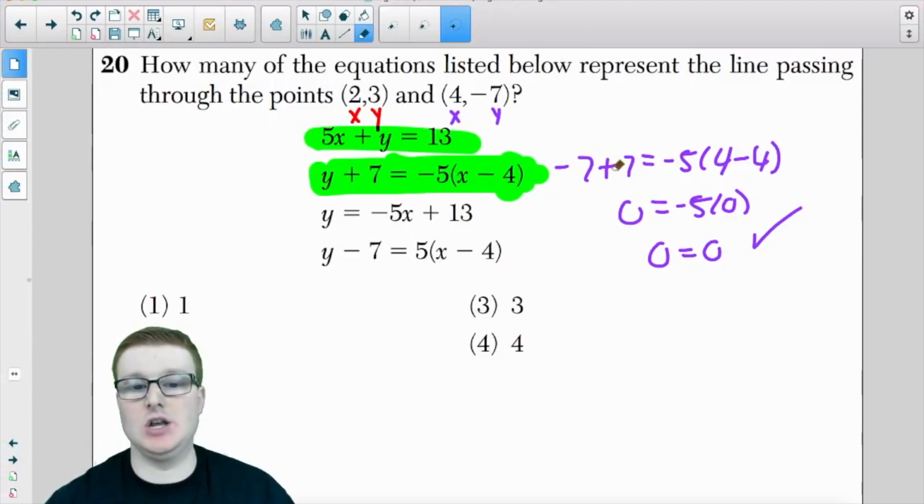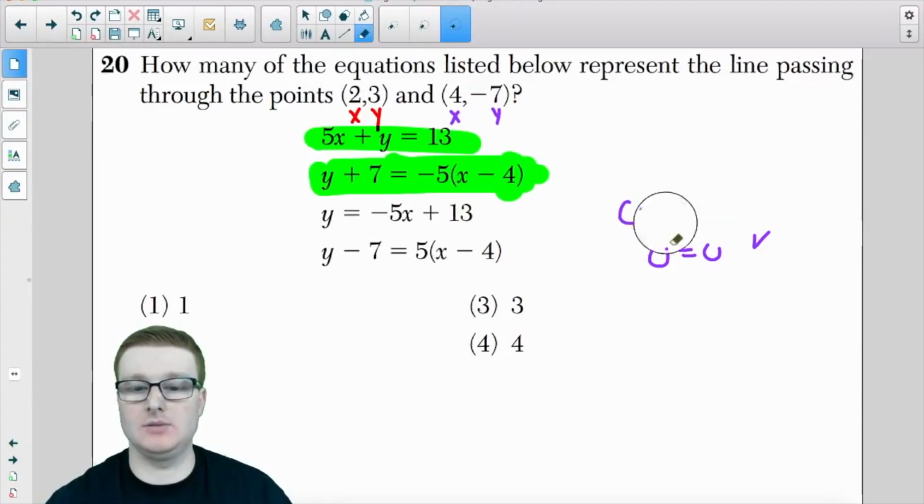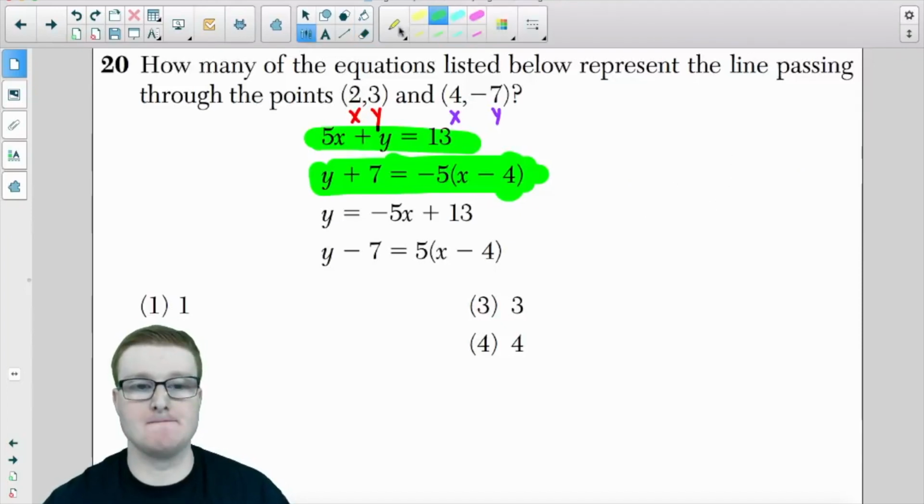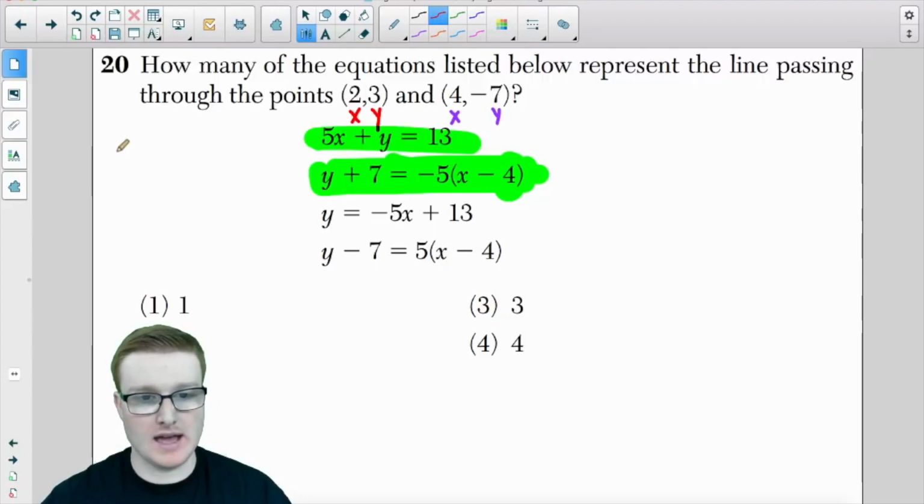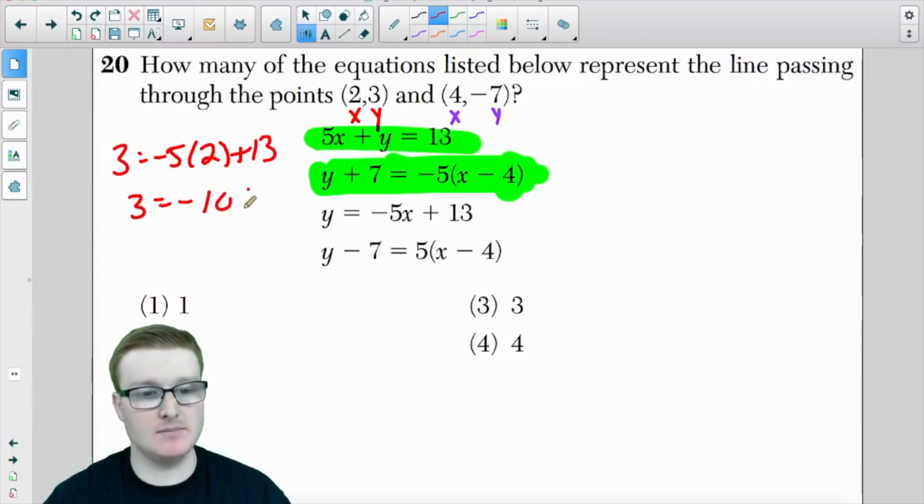You see how long this takes? This is annoying. All right, let's do it again for the third line. Okay. So we get 3 equals negative 5 times 2 plus 13. 3 equals negative 10 plus 13. Negative 10 plus 13 is 3. Does 3 equal 3? Yes, it does.